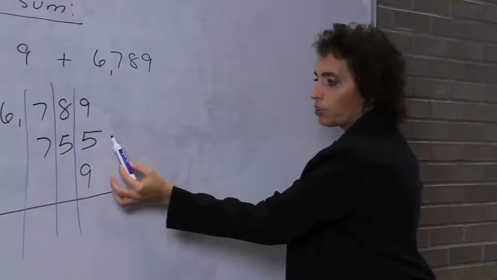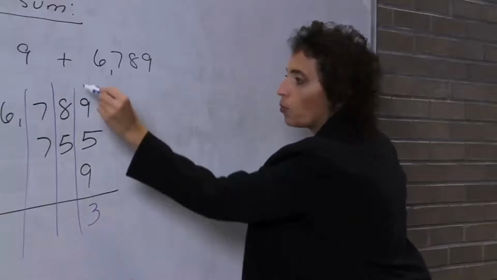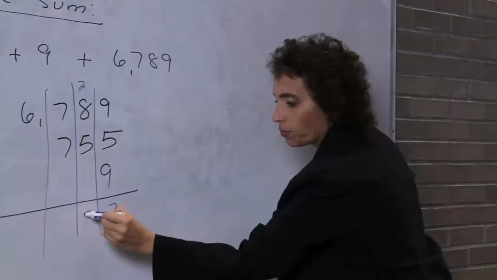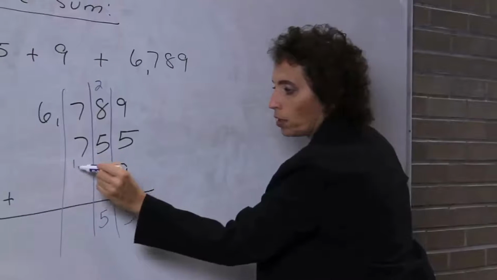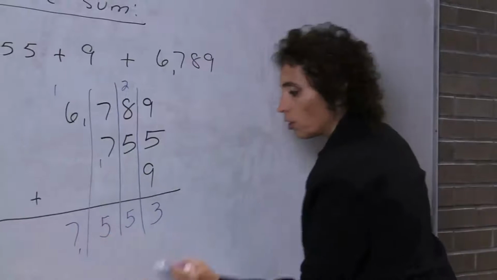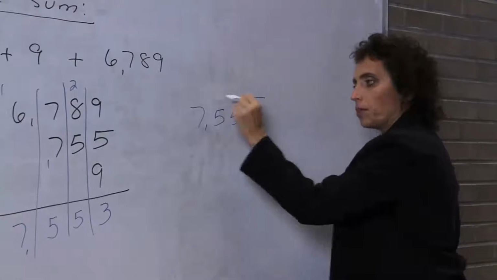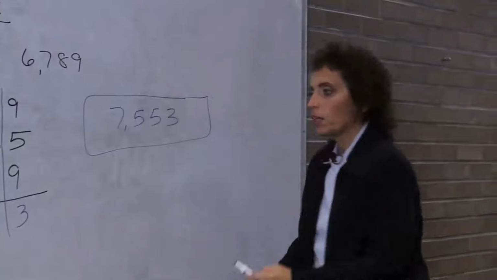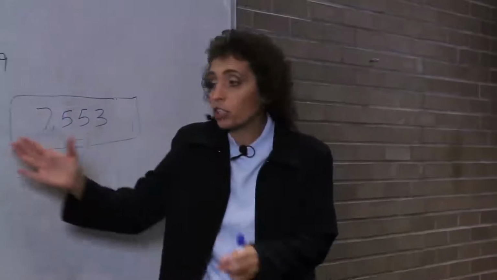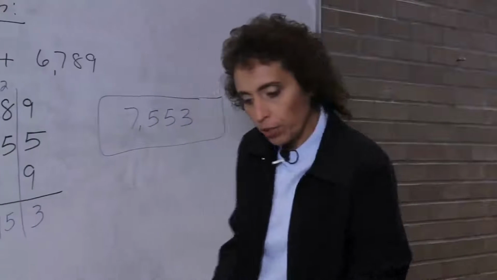So 9 plus 5 is 14, plus 9 is 23. We're going to carry that 2. 8 plus 2 is 10, plus 5 is 15. We're going to carry that 1. We get 15. We're going to carry that 1. We get 7. So our answer is 7,553. Now again, I'm not really teaching you how to add. I'm assuming you know how to add. I'm just giving you other ways to maybe make some of this a little easier for you. So that's one thing you can do.